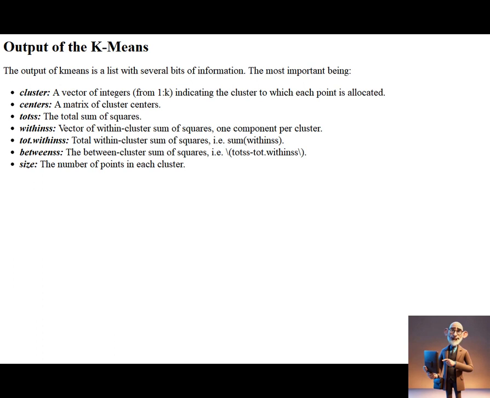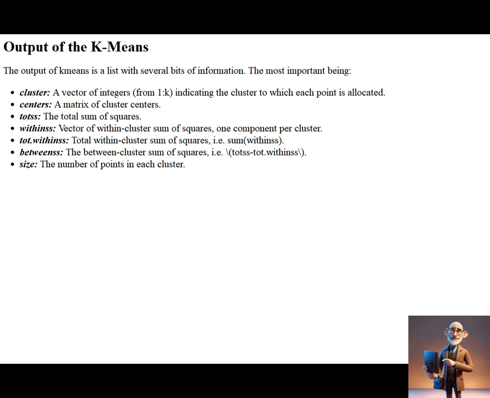Centers. This component is a matrix representing the cluster centers. It provides the coordinates of the centroids around which the clusters are formed. Totss. The total sum of squares represents the total variance in the dataset. Withinss. This is a vector containing the within-cluster sum of squares for each cluster. It quantifies the variability within each cluster.